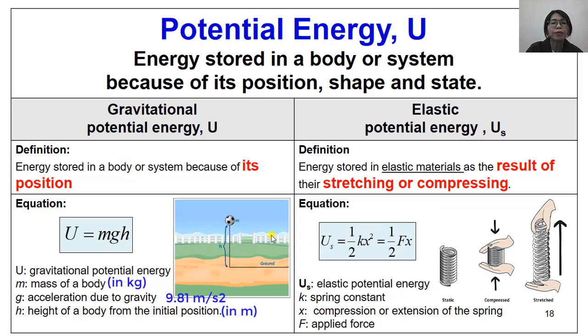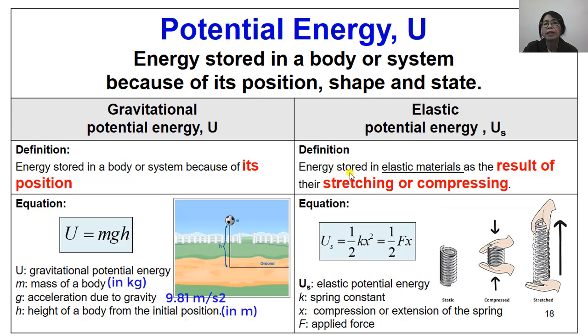So m refers to the mass of the object or the body. g refers to the acceleration due to gravity. So if the object is on the earth, the value of g will be 9.81. The h will refer to the height of the body from its initial position. Okay. Then the second type of potential energy is elastic potential energy.